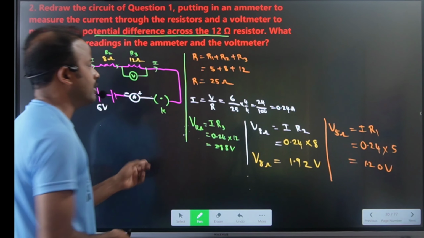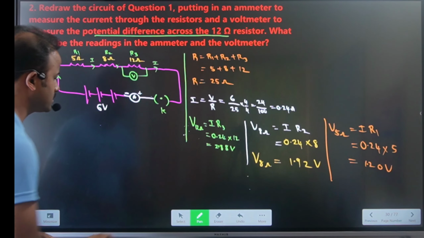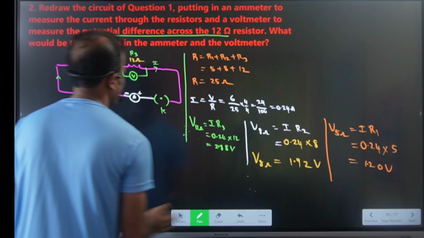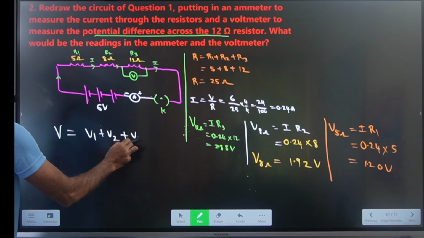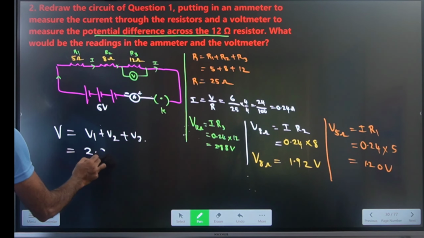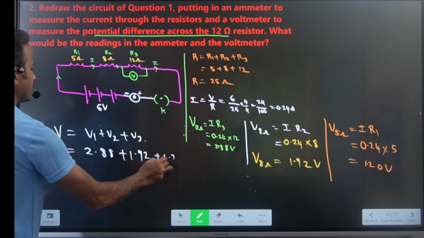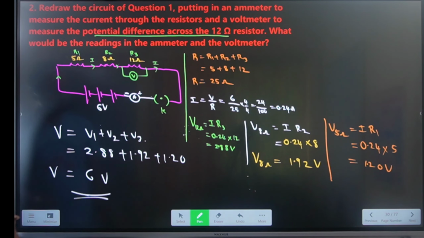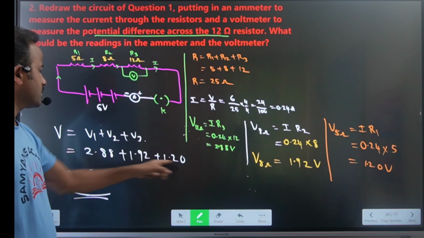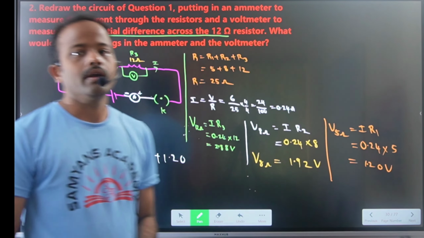When you add all these values you have to get 6 volts. Check whether you are getting it or not. V equal to V1 plus V2 plus V3. Adding 2.88 plus 1.92 plus 1.20, you will get 6 volts. Is it clear? In this way we can calculate. Is it clear, everyone?